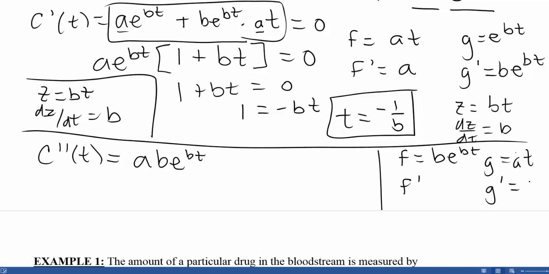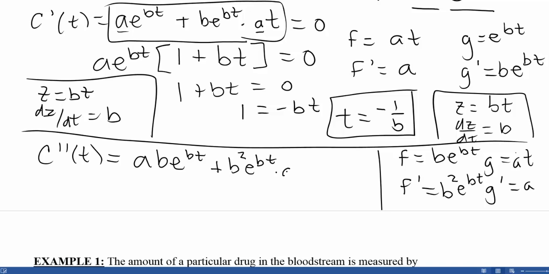So the derivative of g will be a, and the derivative of b e to the bt is going to be a chain rule with z equal to bt. Well, I know from before that if z equals bt, dz dt is b, so another b comes out, and I get b squared e to the bt. So plugging that into my product rule, I'm going to have f prime times g, so b squared e to the bt times at, plus f times g prime, so b e to the bt times a.